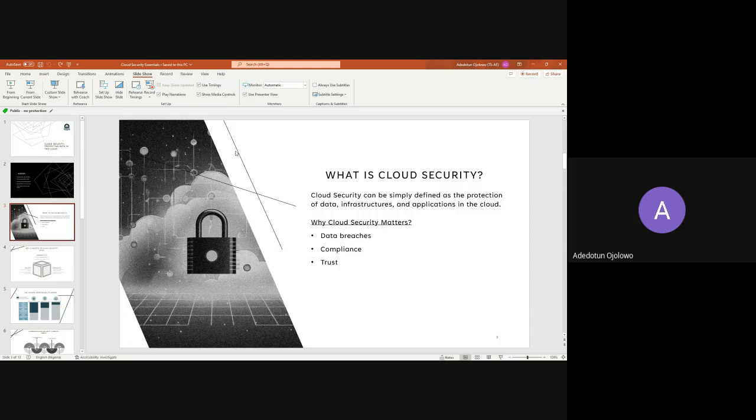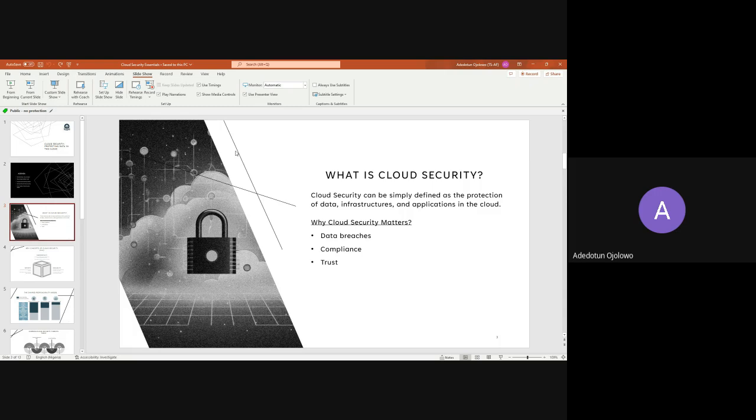We still have PCI DSS for payments. We have HIPAA for organizations in healthcare. And the thing is, non-compliance can lead to hefty fines and a lot of legal consequences. We have seen a lot of big tech companies suffering legal consequences due to compliance.